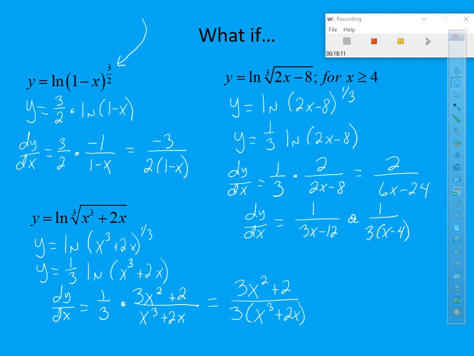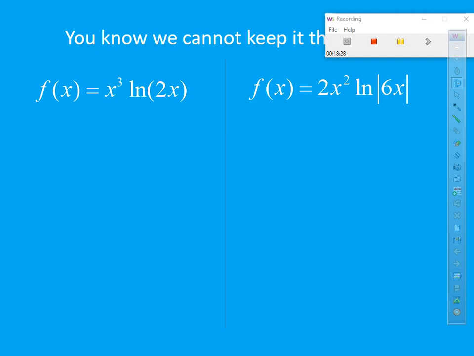Now I'm going to switch gears on you just a little bit, and then I'll finish up my natural logs. And of course, we cannot keep it that easy. Notice that the product rule keeps showing up. So notice this, guys. I've got an x cubed times the natural log of 2x. That cries out for the product rule. So here goes the product rule.